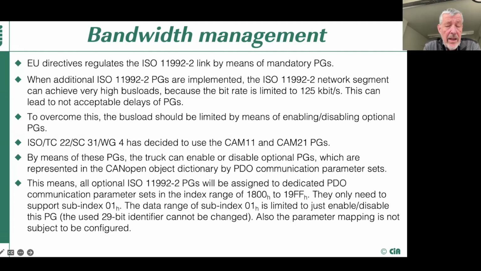the identifier. We also cannot change the mapping. This would be theoretically possible, but in this application, we are not doing so because we don't want the driver of a truck to start to configure things, and then nothing is working anymore. So this gives you an indication how we can make use of CANopen functionality and features in a J1939 environment.